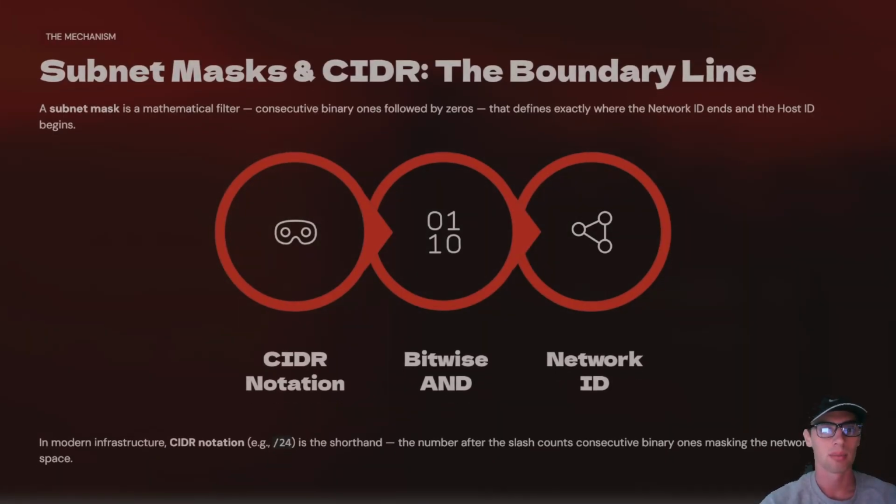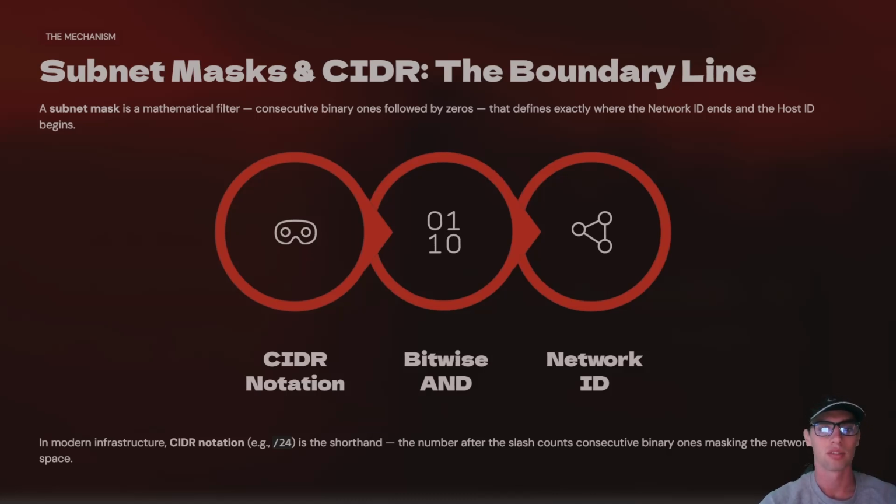But how does a computer know exactly where the floor number ends and the desk number begins if the computer's reading ones and zeros? It uses a subnet mask. A subnet mask is a mathematical filter made of a continuous sequence of binary ones followed by a sequence of zeros that defines the exact boundary line between the network space and the host space.